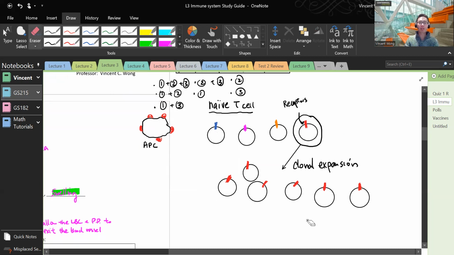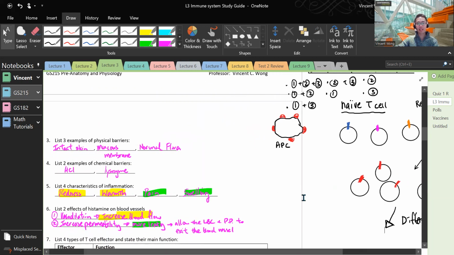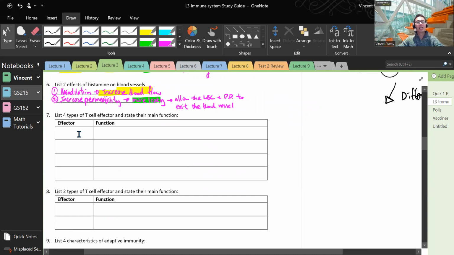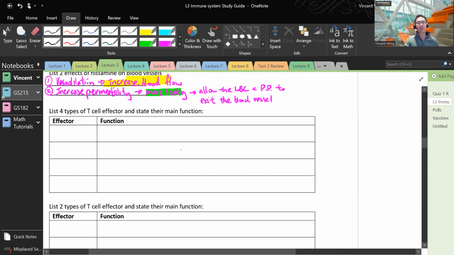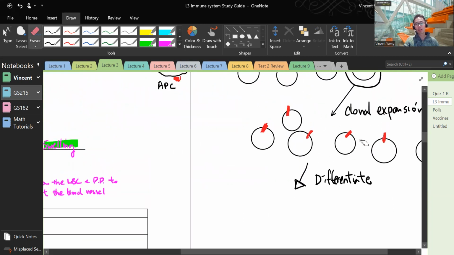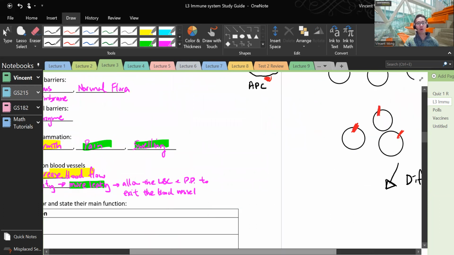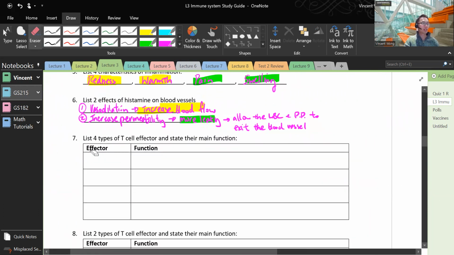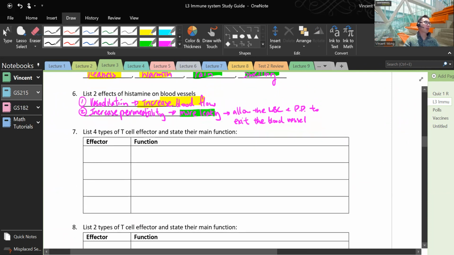So we end up having a bunch of these naive T cells. And then they are going to differentiate. I talked about this word last time. Differentiate is to transform, and it's a one-way transformation. It's to specialize into something. And that's what this question is about. That's how we end up talking about this whole mess, because of this chart. We have to list 4 types of effector T cells. So after these naive T cells clone themselves, they can differentiate into 4 different types of effector cells. Does anybody remember what they are?